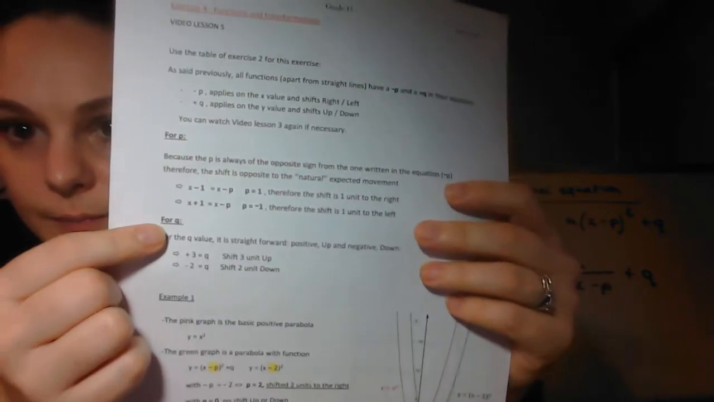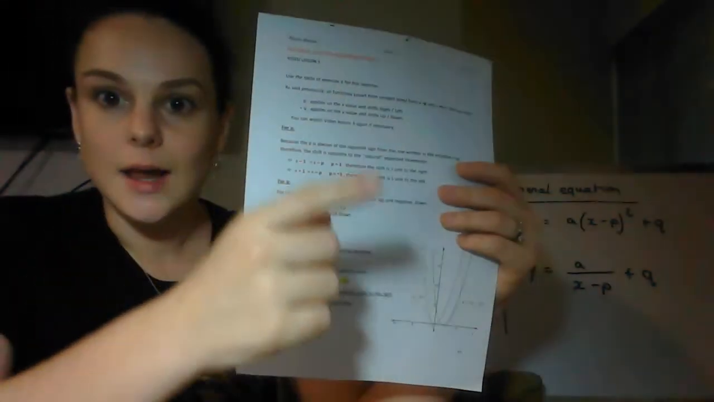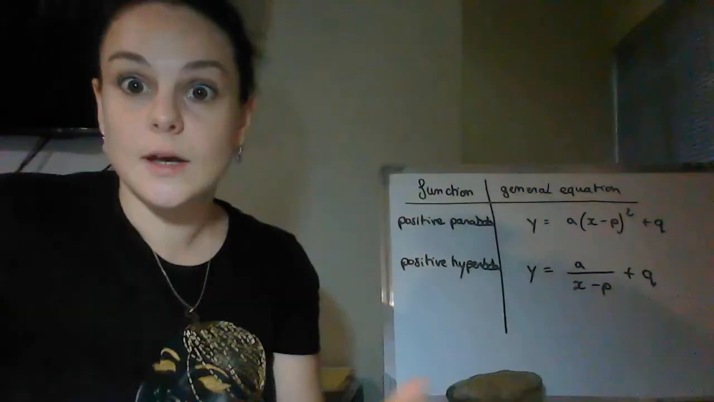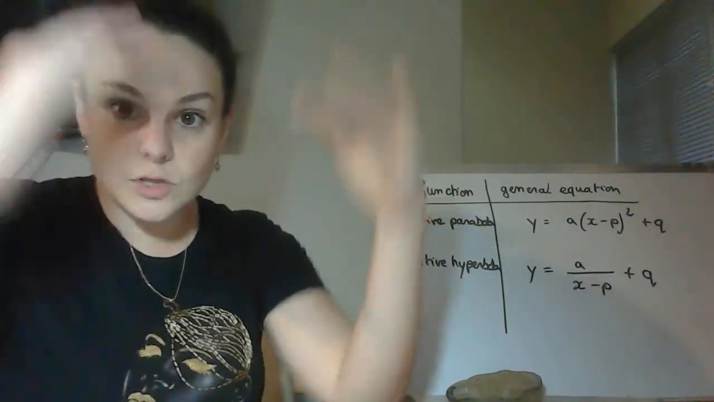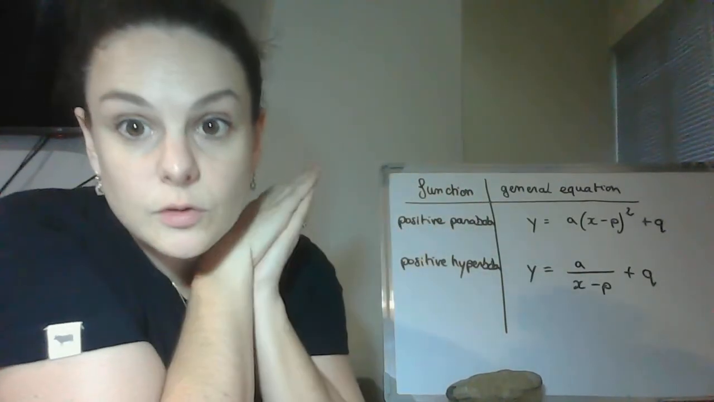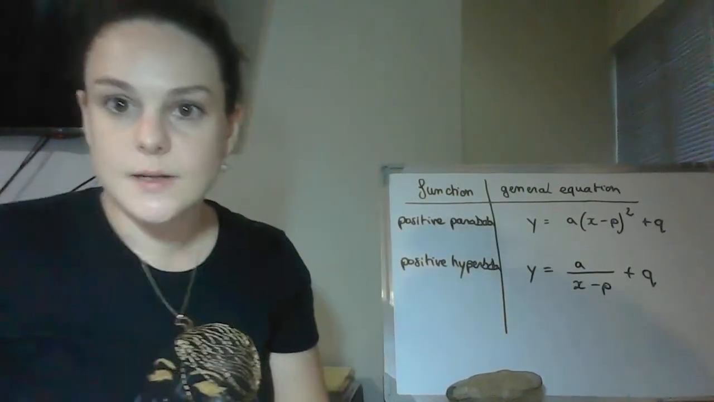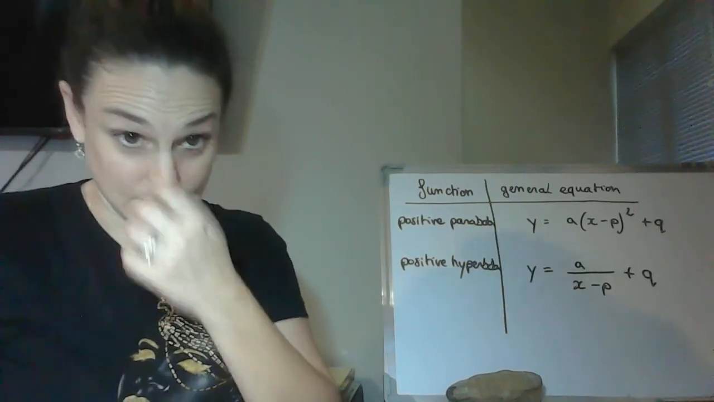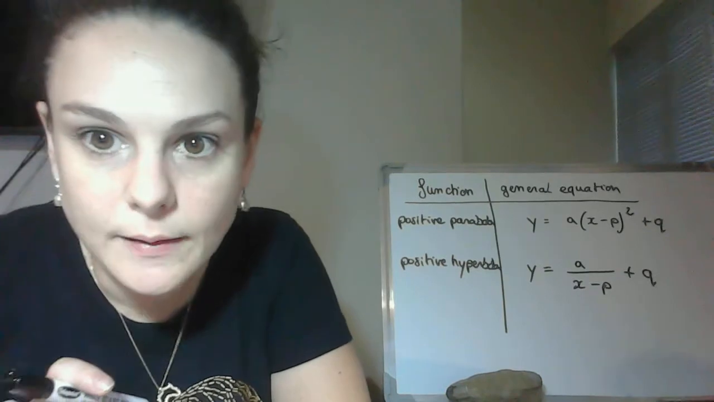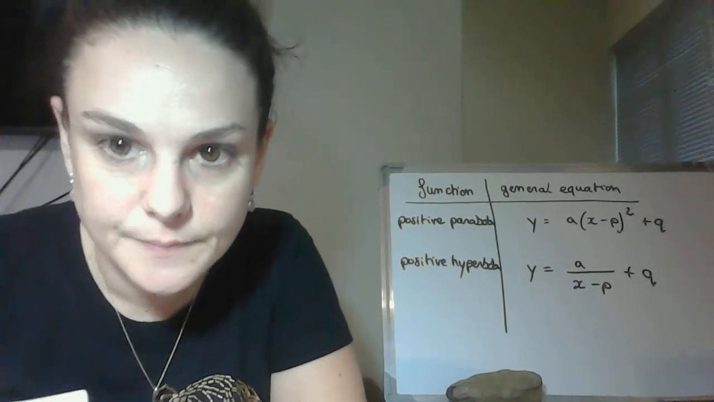Now the q value. That q value is the last one written in your equation, and it's straightforward. If you have a minus 3, you shift 3 units down. If you have a plus 2, you shift 2 units up. Okay, this one is easy, basic. So, let's take example 1 as an illustration of this.